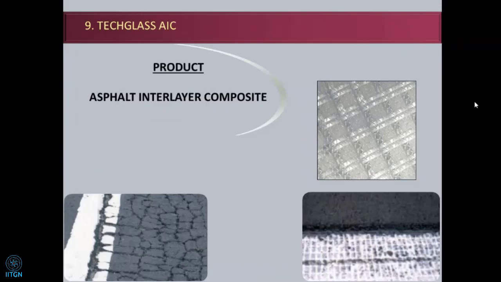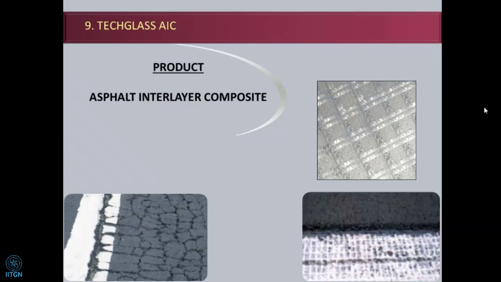Next is the asphalt interlayer composite. It is used for overlay applications. As I told you, this is the fiberglass yarn being knitted over non-woven geotextiles, and the composite is used with the overlay application. We have supplied it to many companies for existing pavements, and when they do the overlay as per routine practice, they have increased the maintenance period by using this product.